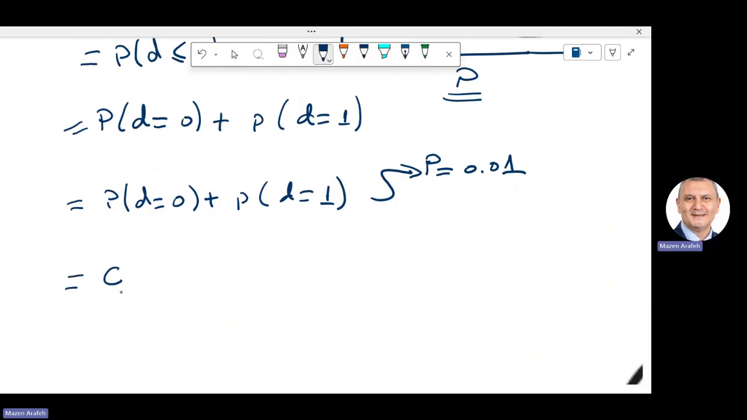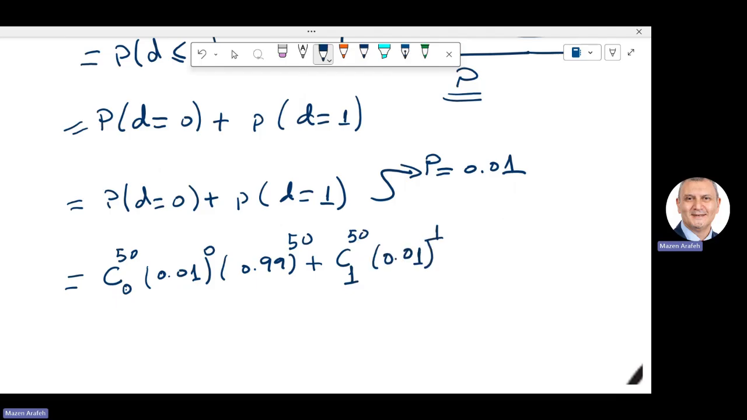substitute in it. So now we have, for d equals 0, the combination 0 out of 50, and 0.01 raised to the power 0, and 0.99 raised to the power 50 minus 0, which is 50, plus the combination 1 out of 50, and we have 0.01 raised to the power 1, and 0.99 raised to the power 49, which is 50 minus 1. And I leave the calculations for you guys.